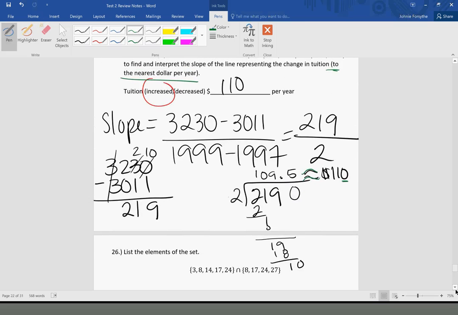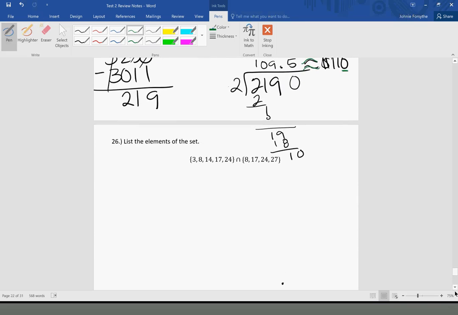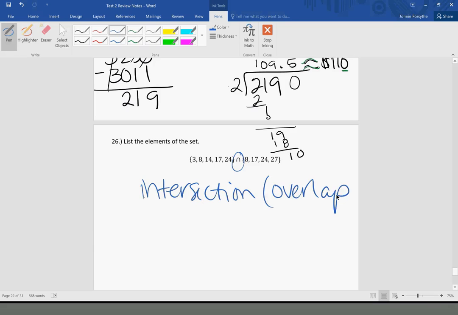So now the last question on this review is going to be a problem talking about sets. So we want to list the elements of the set. So we have 2 sets here, and they are being connected using the intersection symbol. So we want to include all of the elements that are in both sets. We want to look at where those sets overlap. We want to include those into the set that we're going to write.